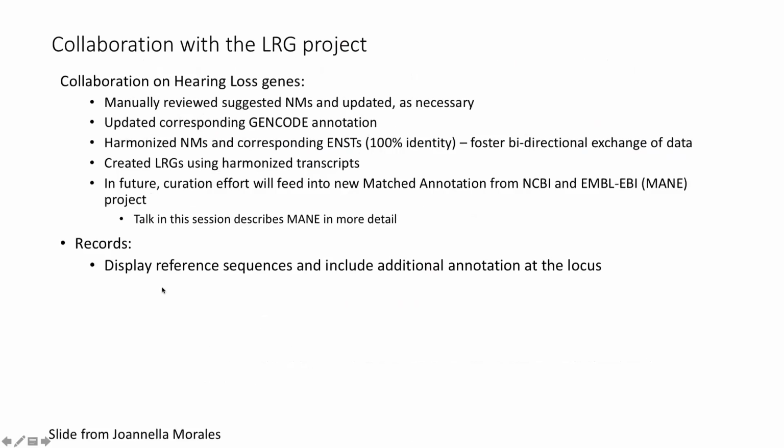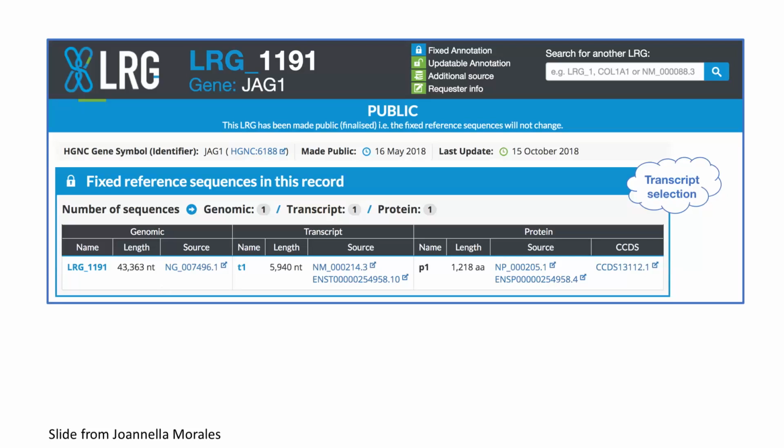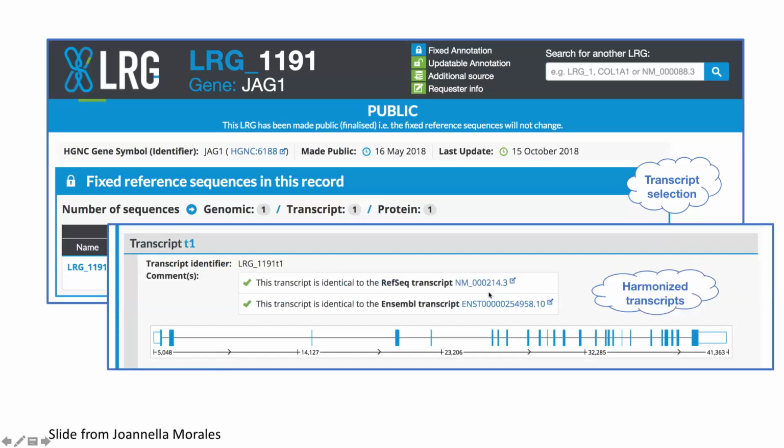And this is the display here of an LRG gene that I had curated. It will show you the LRG, the length of it, the source for both the RefSeq and the Ensembl, so that's really helpful. And that will be listed here as harmonized transcripts, along with potentially a little bit more information about the gene.